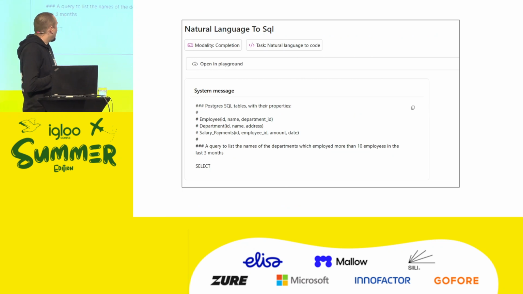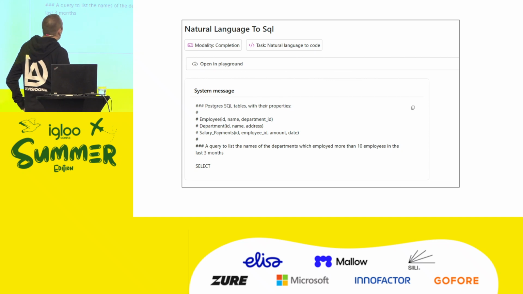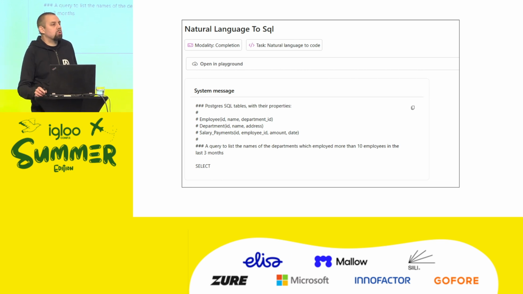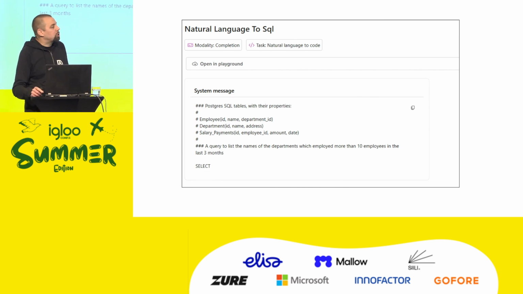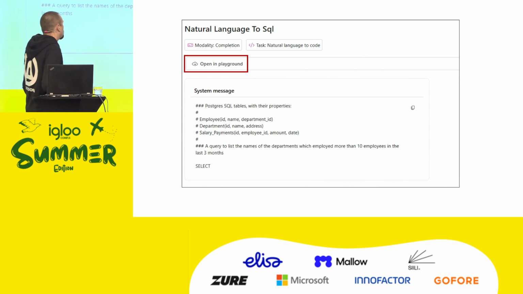Let's look at this prompt. What happens here is that the system message is set up with a few PostgreSQL tables described in a certain syntax. And then there's a definition that we want to list the names of the departments which employed more than 10 employees in the last 3 months. And then select. Now the question is, if we want to have a scenario like this, which models can actually complete this? Well, let me try it, because you can always do open in Playground. That is what Azure AI Studio is for. These things are simple to try here.